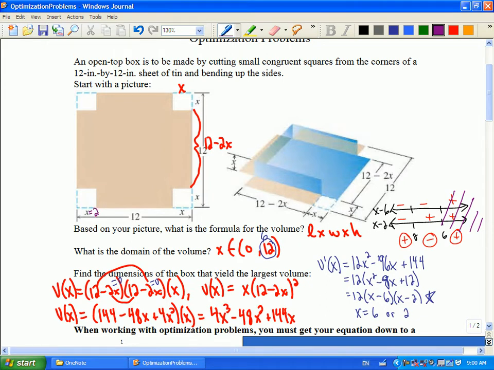So if x equals 2, then this is going to be equal to, what's that, 8. So the largest dimensions would be 2 by 8 by 8.